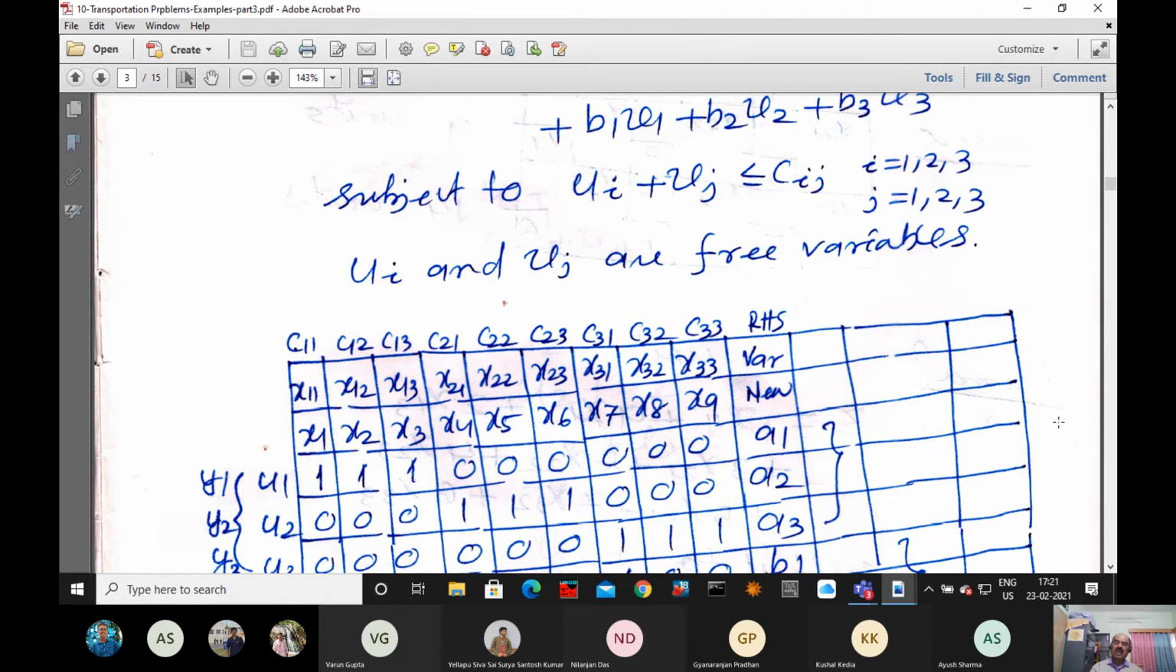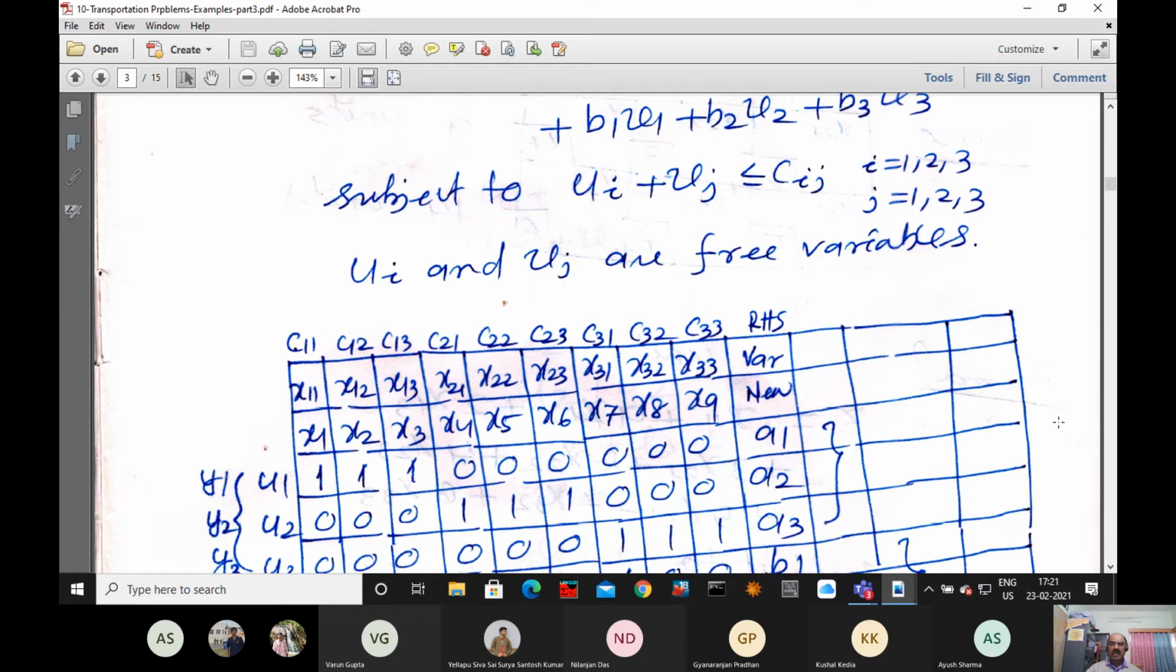Now I am just renaming the primal variables. x11, I am putting the new name x1, x12 equal to x2, x13 equal to x3, x21 equal to x4, x22 equal to x5, x23 equal to x6, x31 equal to x7, x32 equal to x8, x33 equal to x9. These new names I have given only for our purpose to verify.